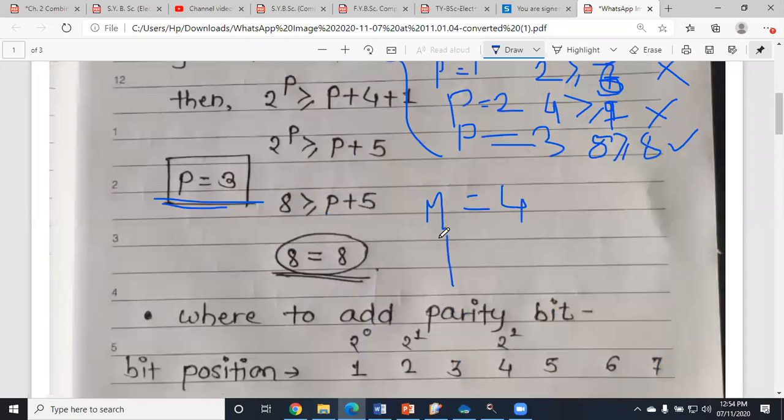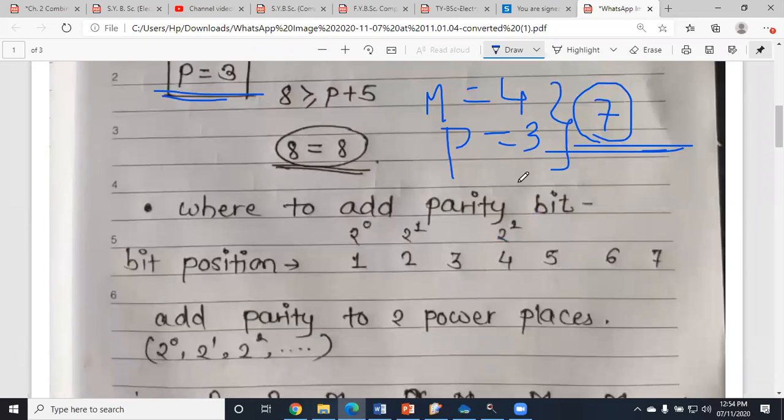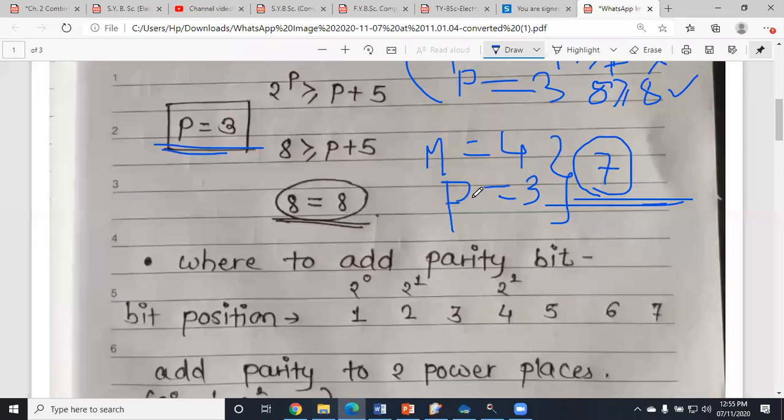How many parity bits we get? P is equal to 3. We just calculated P is equal to 3, right? Message bits 4, parity bits 3. The total information we are going to transmit is now equal to 7 bits, 4 plus 3, 7. Now in this, where to add these 3 bits of parity? We have the entire 7 digits. Out of 7, 4 are your message, the remaining are your parity bits. Now on which position we are going to add those parity bits is the question.